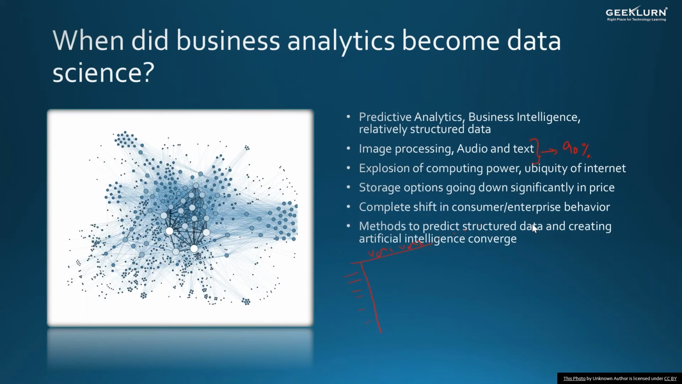They are seeing what kind of ads have to be sent to you, what kind of other games you might be interested in. In fact, there is a good chance that some of you may have gotten this ad of data science based on what you were browsing online. Okay, even without you knowing, it might have happened, because that is where your interests were lying, and it just went over. And also the methods to predict structured data and creating artificial intelligence have converged.